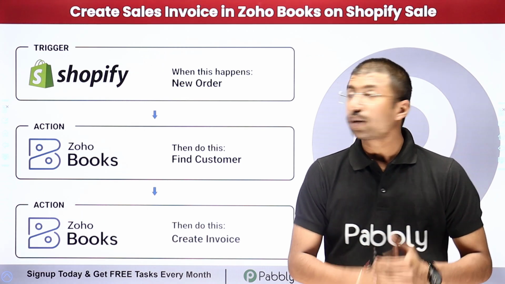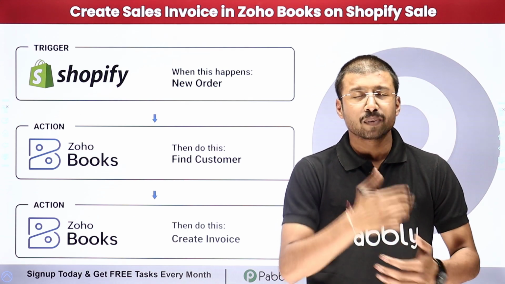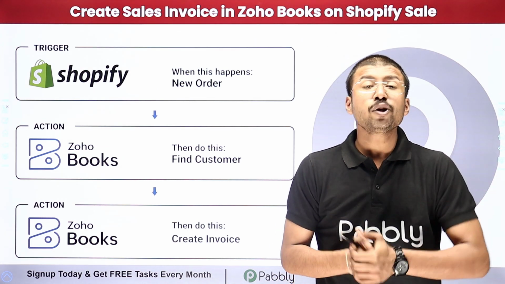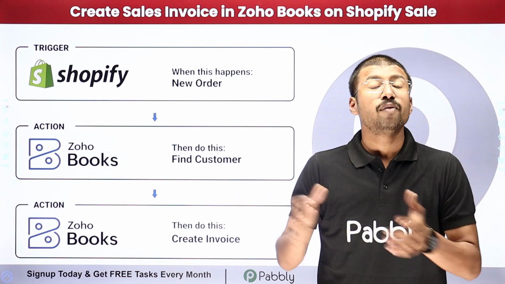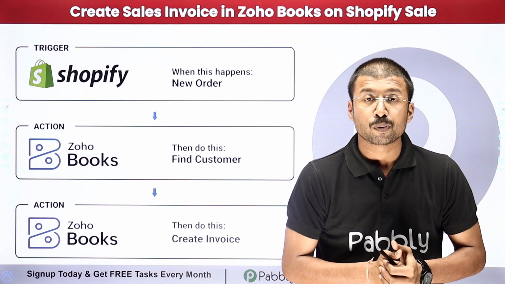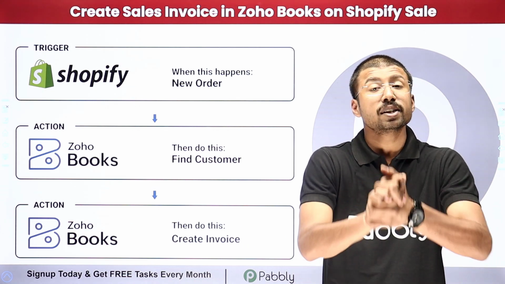So in this video, we are going to learn how to create a sales invoice in Zoho Books on a Shopify sale. Let's say you have created your e-commerce store using Shopify and you're using Zoho Books as a books and invoice management platform. Now you want that whenever you receive a new order in your Shopify store, an invoice is created in Zoho Books for the same order, for the same sale.